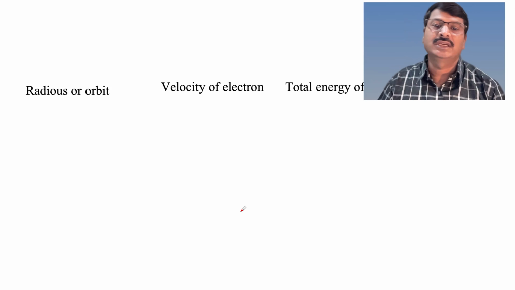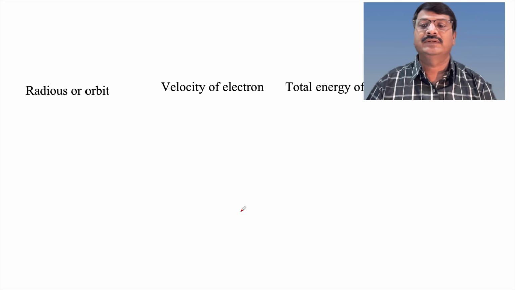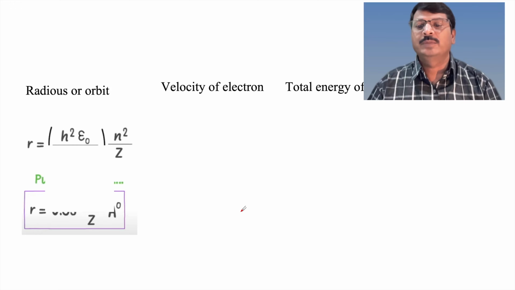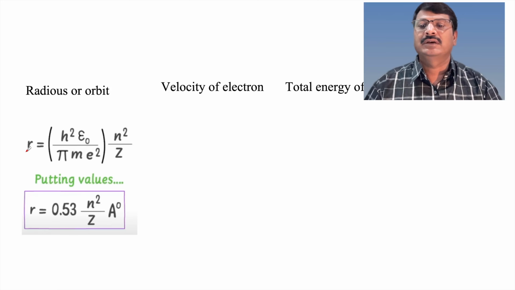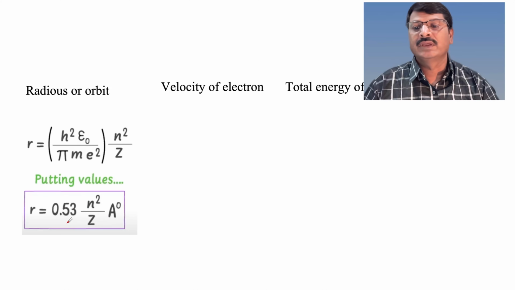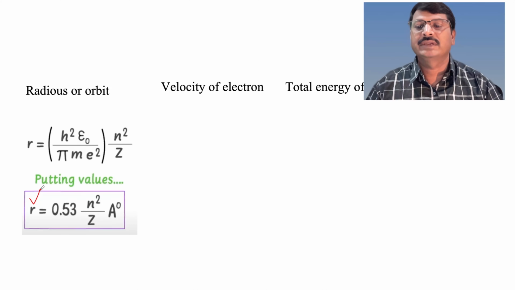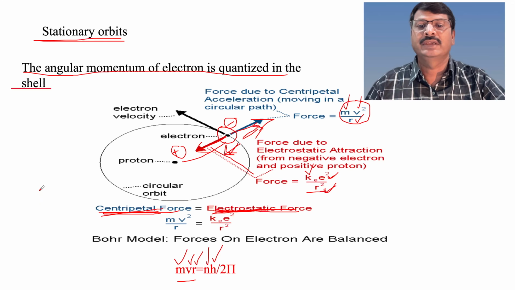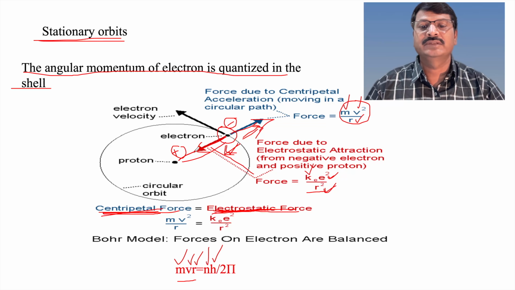Next, according to the Bohr theory, you can find the radius of the orbit, velocity of electron and total energy of electron. The radius of the orbit will be calculated by using R is equal to 0.53 n square by z angstroms. So what is R? Radius. What is the radius? Radius is nothing but the distance between the nucleus and electron. The distance between the nucleus and electron is called radius.